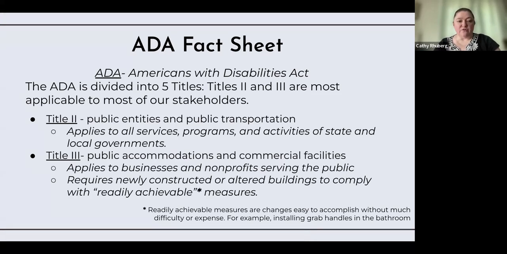So Title II is public entities and public transportation services, programs, activities of state and local governments and how they have to be accessible. And Title III is public accommodations and commercial facilities. This is businesses and nonprofits serving the public. And it also has to do with how those organizations need to be inclusive.